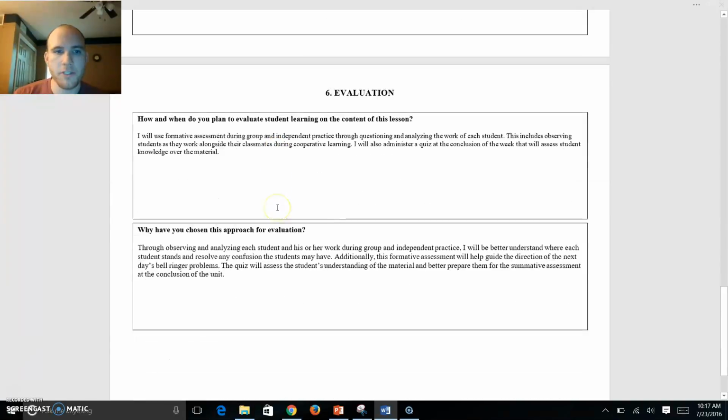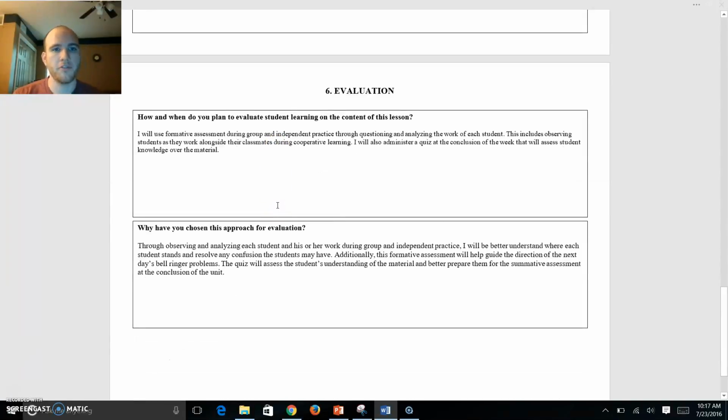So the evaluation is how and when do you plan to evaluate student learning on the content of this lesson. I'll use formative assessment during group and independent practice. That's questioning and analyzing the work of each student. This includes observing students as they work alongside their classmates during cooperative learning, so I can evaluate them on their teamwork. That'll be crucial in the class, or any class for that matter.